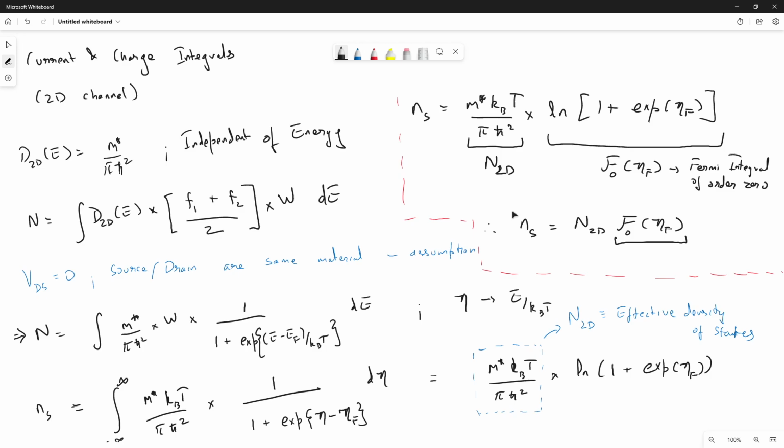So what I was asking is, this is the expression for the surface charge carrier concentration in the 2D channel. There is an effective density of states term, which essentially takes care of the temperature dependence, and a Fermi integral. Now what I'm asking is what will change if we have a 1D channel? What Fermi integral will appear in the case of a 1D channel?